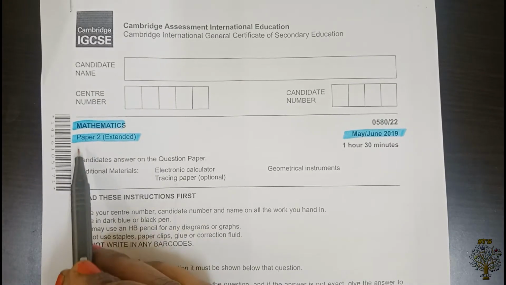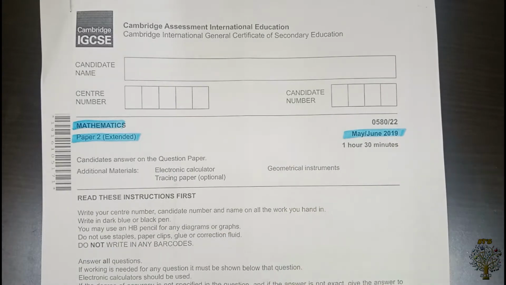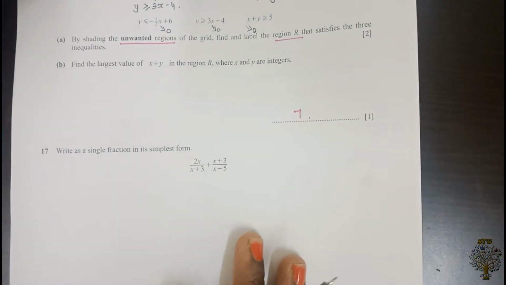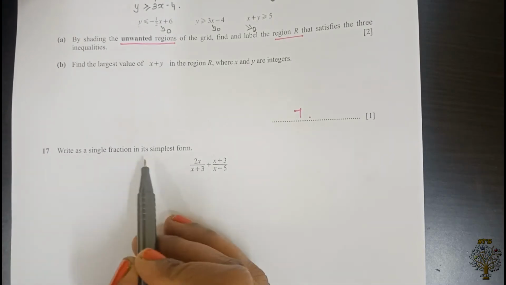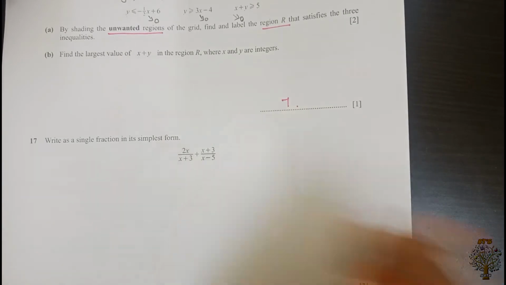Today we are going to continue with the Paper 2 Extended May-June 2019 question paper. We are in question number 17. Write as a single fraction in its simplest form. Okay, so we are going to write it in the simplest form.